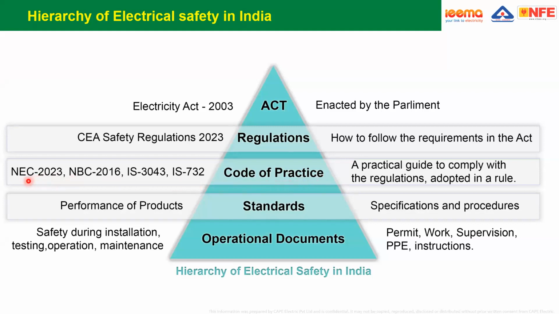The examples of codes of practice are the National Electrical Code 2023, the National Building Code, IS 3043, which is the code of practice for earthing, IS 732, which is the code of practice for electrical wiring, and so on. Under that, we have the standards, which are the product standards. For example, the product standards for wires, cables, light fittings, switches, switchgear, panel boards, and so on.